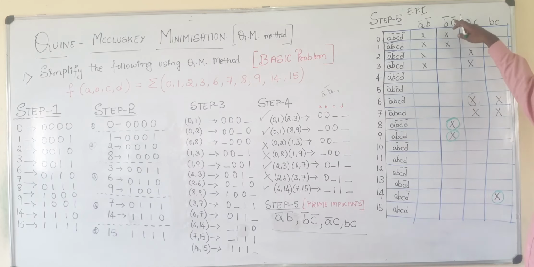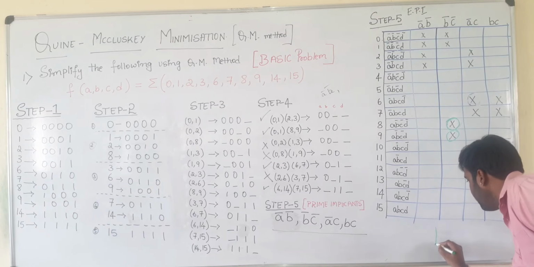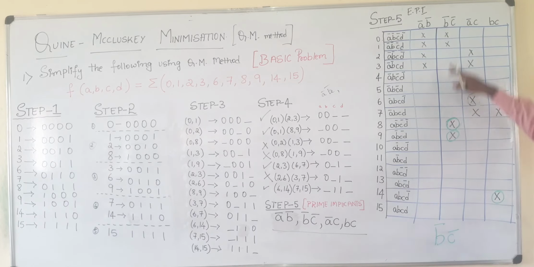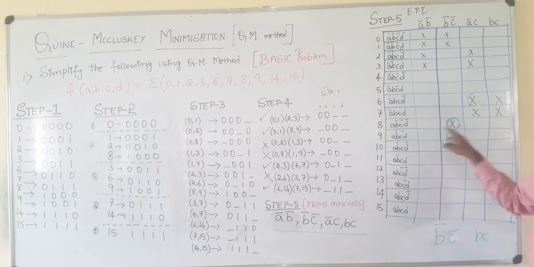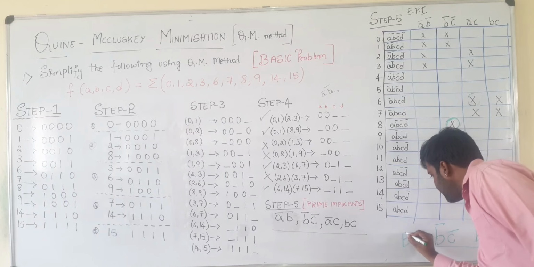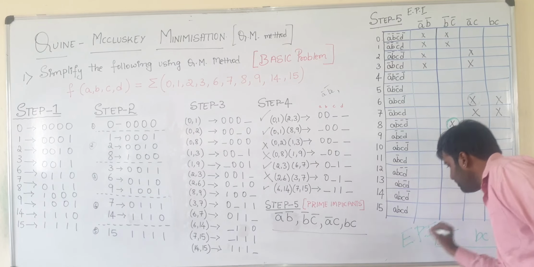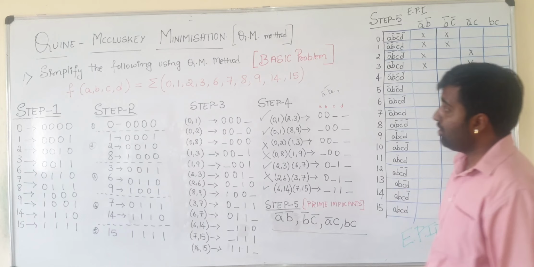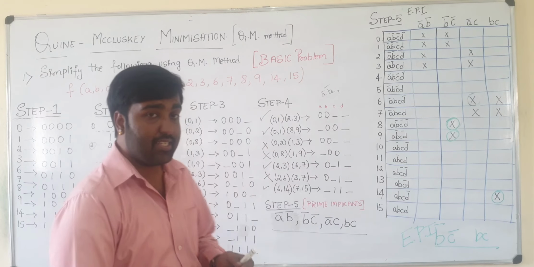So what is the implicant with respect to this? Here I am having B bar C bar. For this I am having BC. Let us say here it is having this as its neighborhood. For this it is having this. If you consider this, there is nothing else here. For this there is nothing else here. For this there is nothing else here. These two terms are called essential prime implicants. Essential prime implicants.